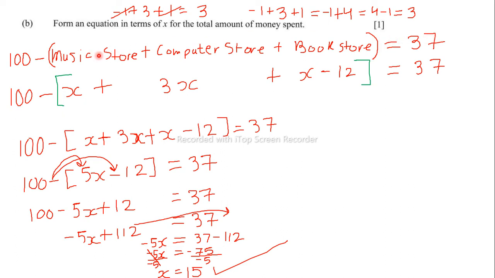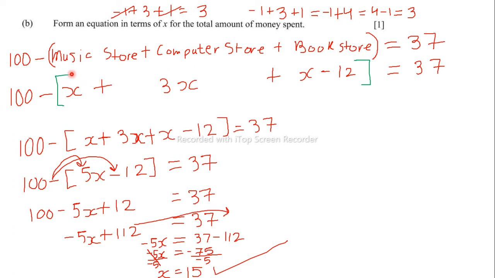Now we don't know how much money he spent at the music store, so we say, okay, let's call that x. But we do know that whatever he spent at the computer store was 3 times more than what he spent at the music store. And then whatever he spent at the bookstore was $12 less than what he spent at the music store.